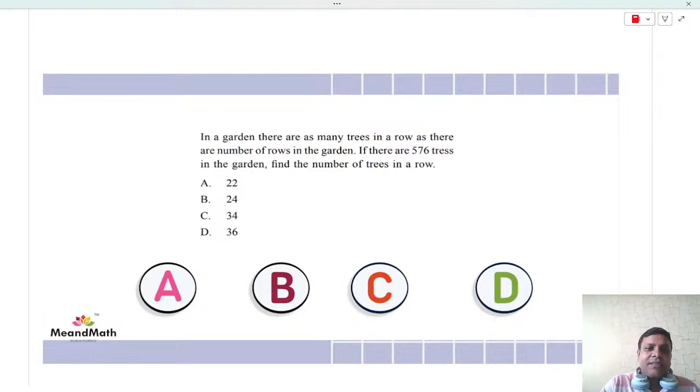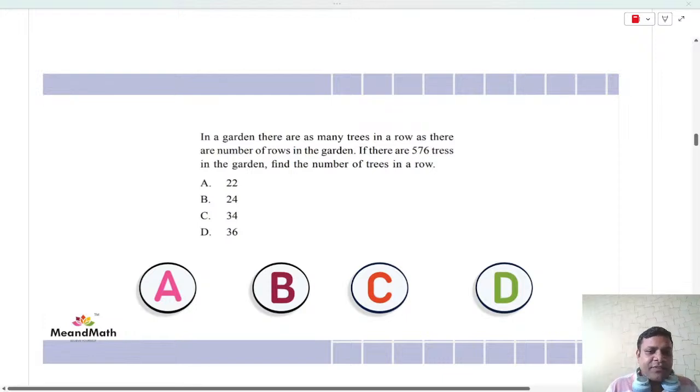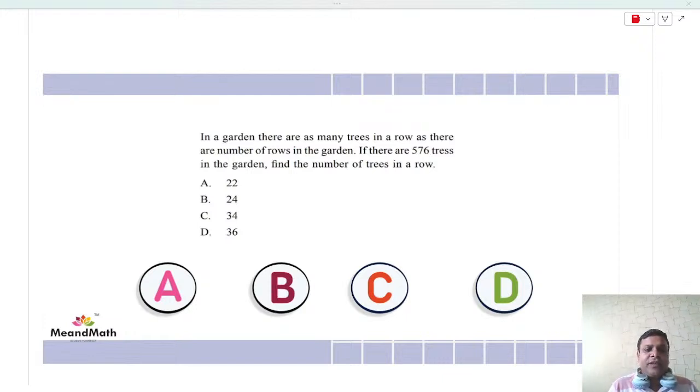In a garden, there are as many trees in a row as the number of rows. Okay, give me the answer fast. Let's see who will give it first.